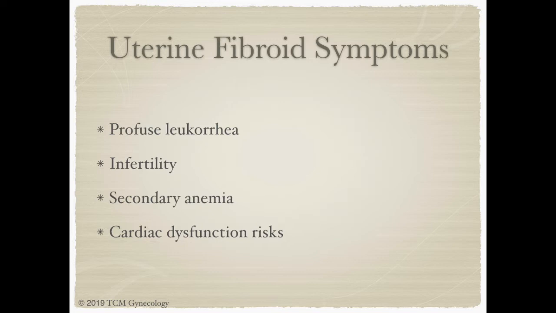Profuse leukorrhea, infertility, secondary anemias from excessive bleeding, sometimes caused by uterine fibroids, and cardiac dysfunction risks are also associated.